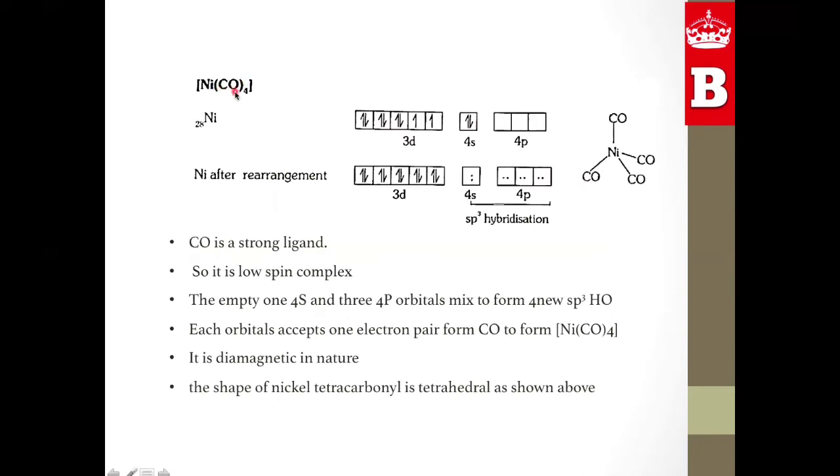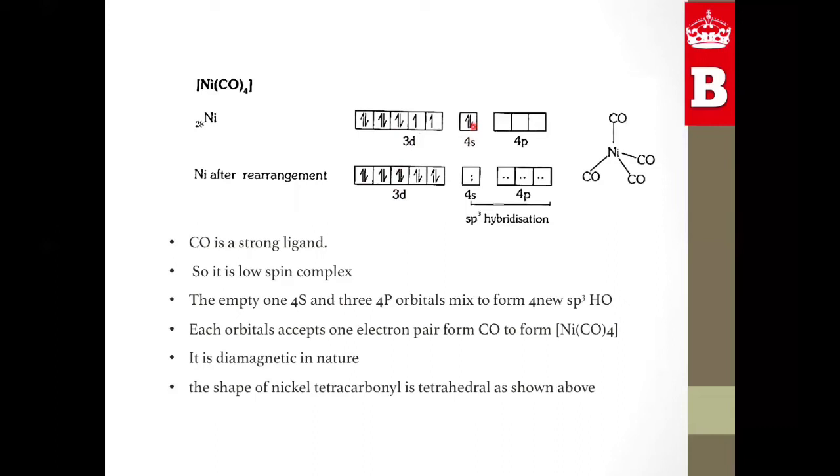Similarly for nickel tetracarbonyl, Ni(CO)4, the configuration is 3d8 4s2. But since carbon monoxide is a neutral ligand, the oxidation number of nickel will be 0, and hence the ground state electronic configuration remains the same for nickel tetracarbonyl. So here it is 3d8 4s2.